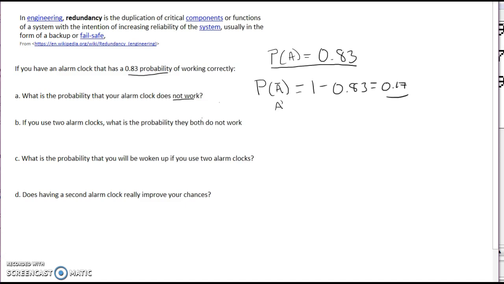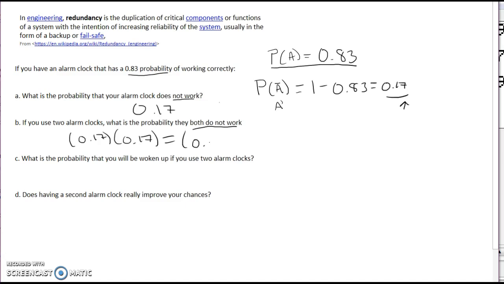Again, you might consider getting a new alarm clock if this one is not very reliable. But for the purpose of this problem, you don't get a new alarm clock, you buy a second alarm clock. So the probability that it does not work is 0.17. It says if you use two alarm clocks, what is the probability that they both do not work? So let's figure out the probability that they both fail. Well, we know that we have a 0.17 chance of the first one failing. We're going to assume that the second alarm clock is just as reliable or unreliable. So we want to find the probability that the first one breaks and the second one breaks. So it's going to be 0.17 is the probability that the first one does not work times 0.17 is the probability that the second one doesn't work.